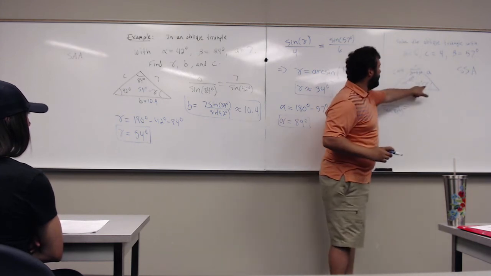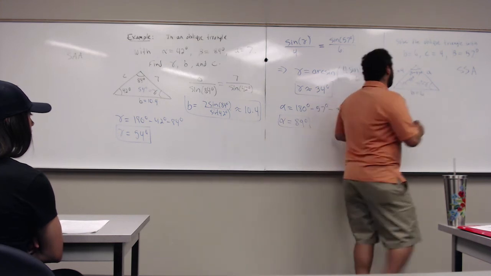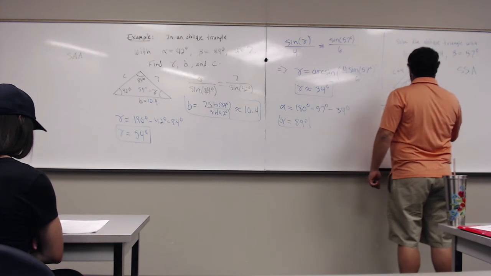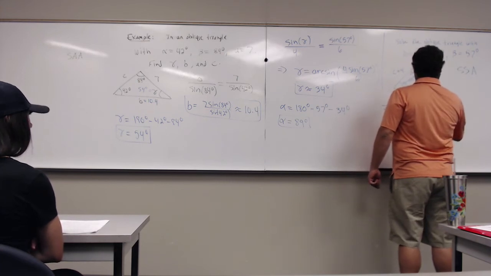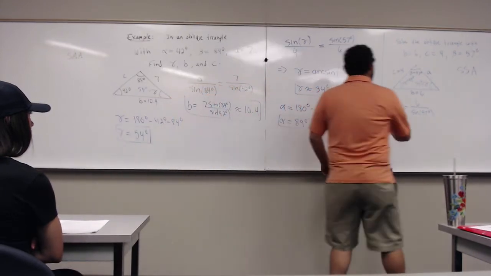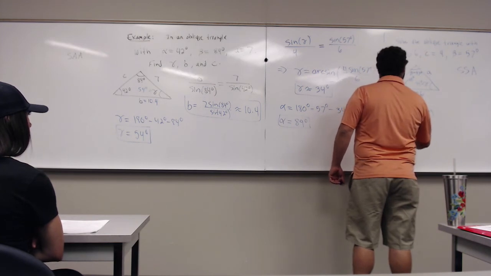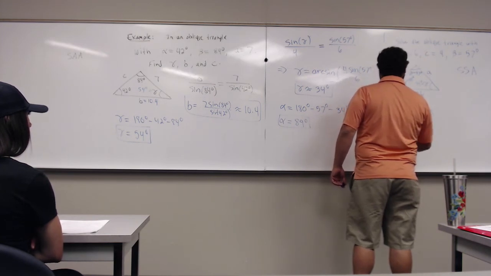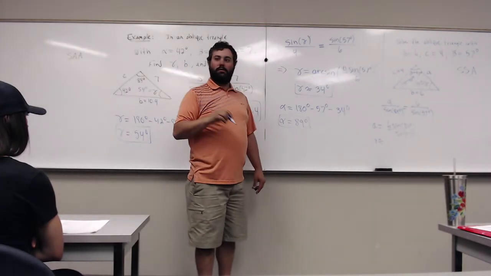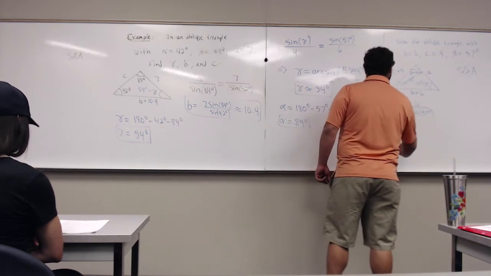I don't want to use sine gamma over C because I approximated gamma. So I'll use 6 over sine 57 degrees. So I'll do B over sine beta, and then A would be 6 sine 84 degrees over sine 57 degrees. And what do you get if you round that to one decimal place? 7.1? Or 7.2, sorry. You get 7.2.